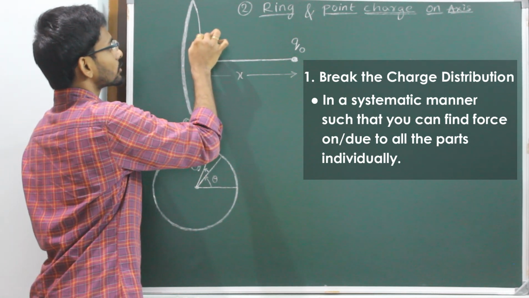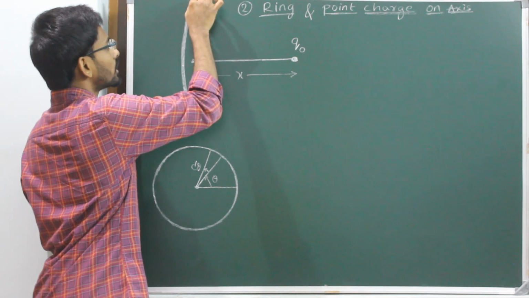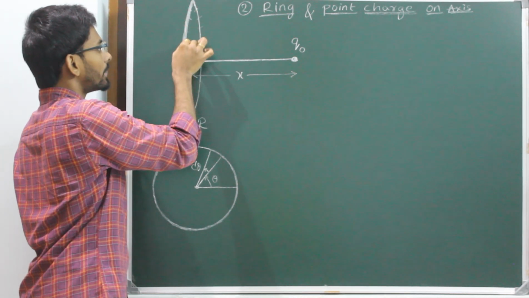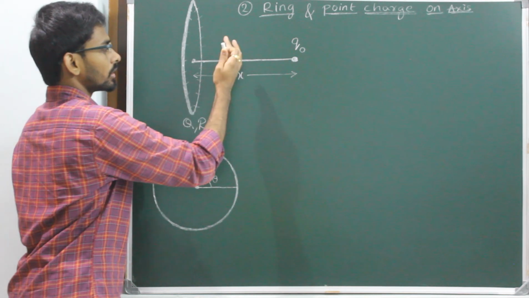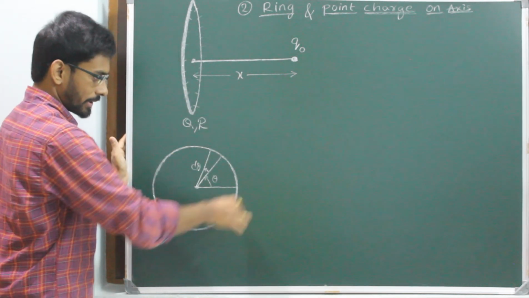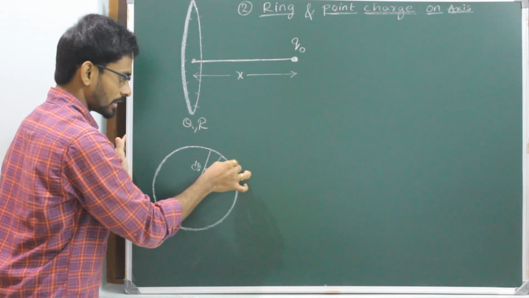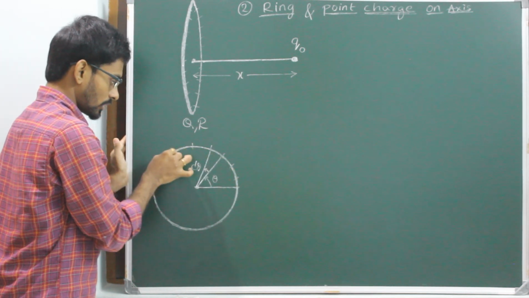So the only way to break the ring is this one. As it is a linear distribution, we have only one way to break it. So we are breaking the ring into these parts. Now if you see the same thing in this cross-sectional view, the ring will appear like this, and the elements will be like this. So this is how to break it.